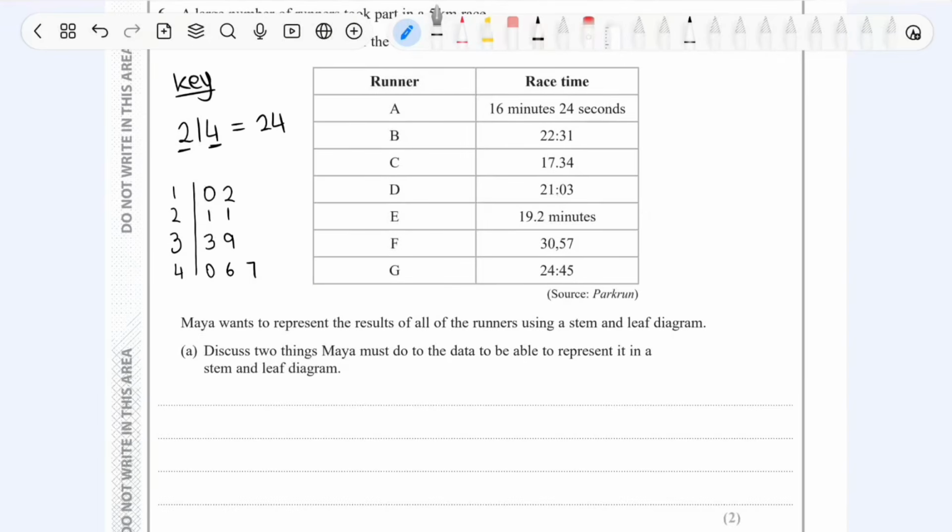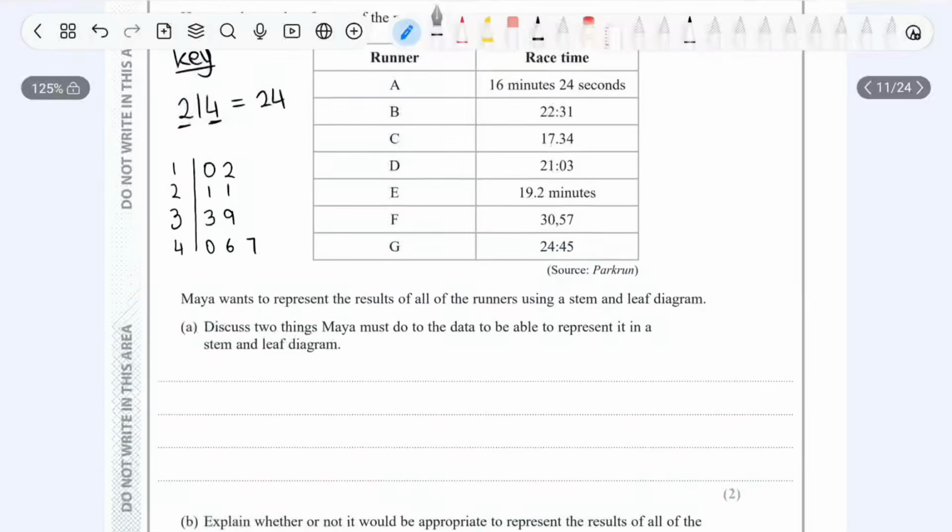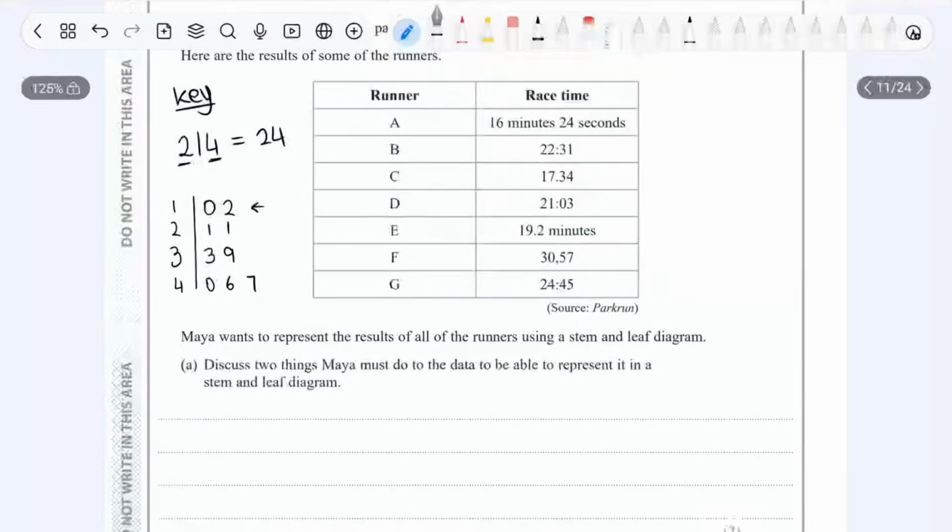2 with a line and 4 equals 24. So you can see for the top line of here, this will equal to 10 and 12, then 21 and 21 for the next one, and then 33 and 39, etc. What you can see is that these are integers and they're in the same format. They're not, for example, if you look at this, we've got runner A has 16 minutes and 24 seconds, and this one is 22:31, which I'd assume to be 22 minutes and 31 seconds.